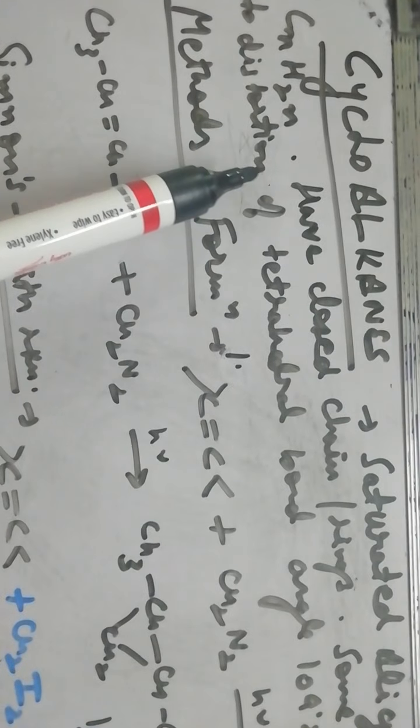What are cycloalkanes? Cycloalkanes are the saturated alicyclic hydrocarbons with the formula CnH2n. They have closed rings or chains, and some rings are strained due to the distortion of the tetrahedral bond angle, that is 109 degree and 28 minutes. So let us start with their methods of formation.